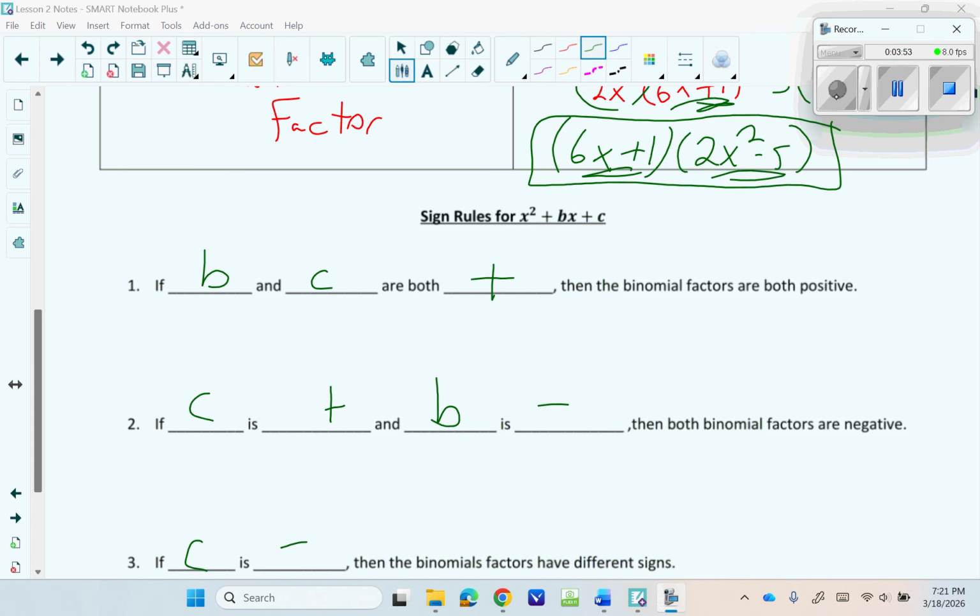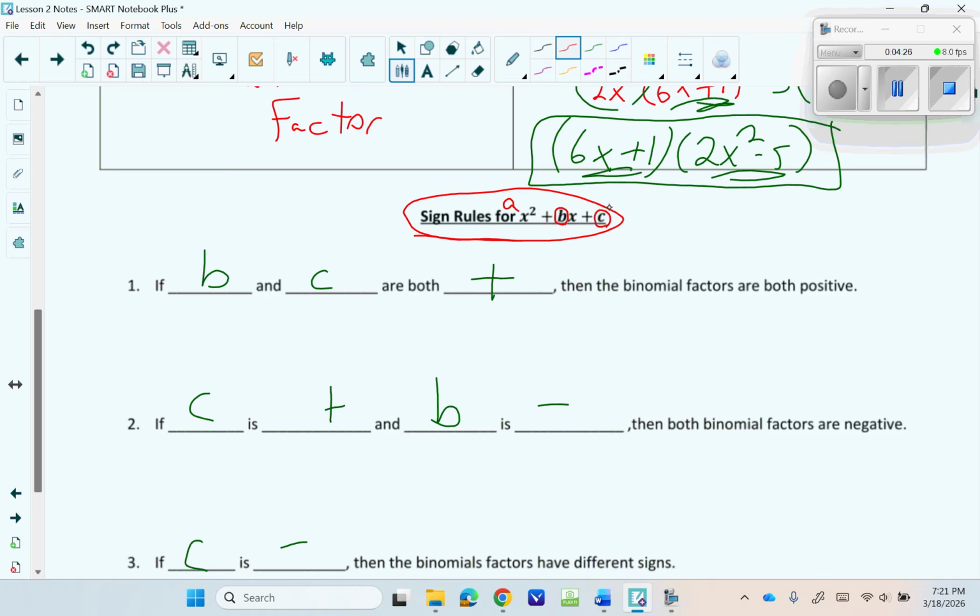Okay, so let's go down to sign rules. This isn't something that you have to know. It's just kind of nice to have in your back pocket to help prevent you from making a mistake and not seeing the mistake. Okay, so if I look at this as like the a, the number in front of the x squared, that's your a, and then the number with the x, that's your b, and this last term is c, we're going to talk about what happens if it's positive and what happens if it's negative.